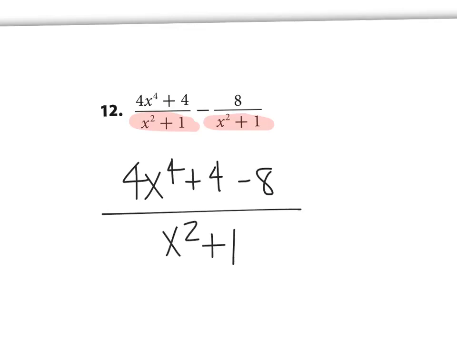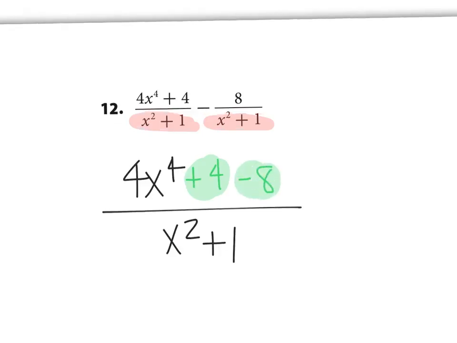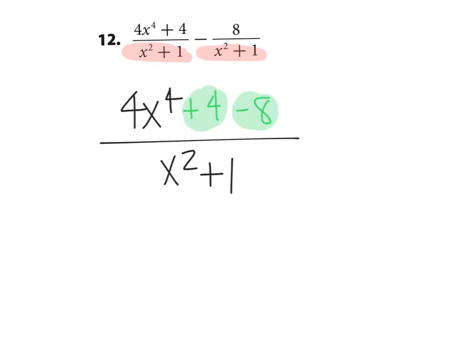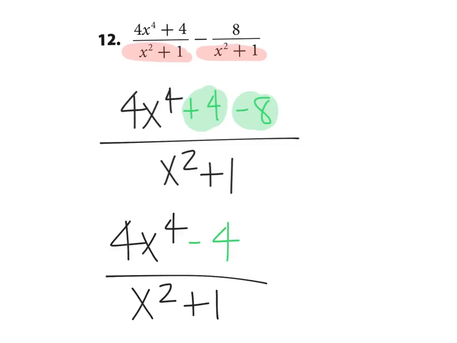And we're looking for like terms. We can combine the plus 4 and the minus 8 together. And 4 minus 8 is negative 4. So we have 4x to the 4th minus 4 divided by x squared plus 1.